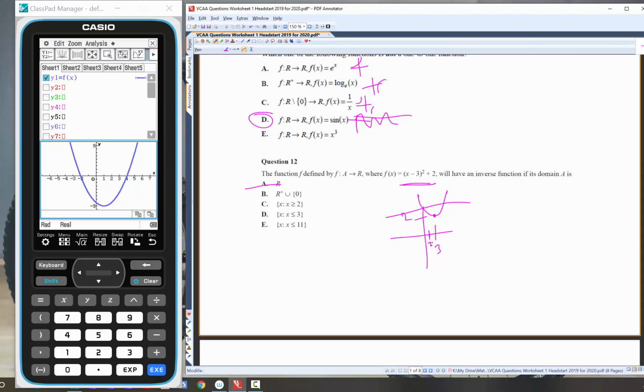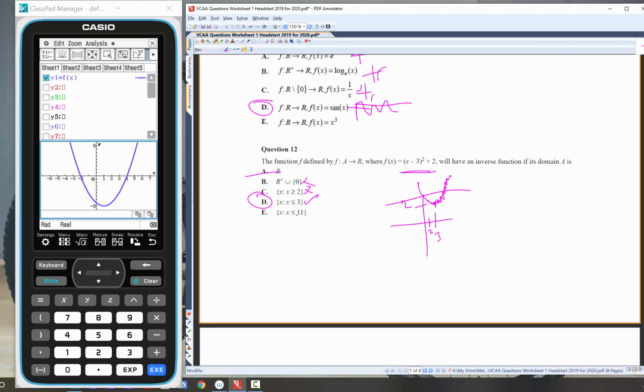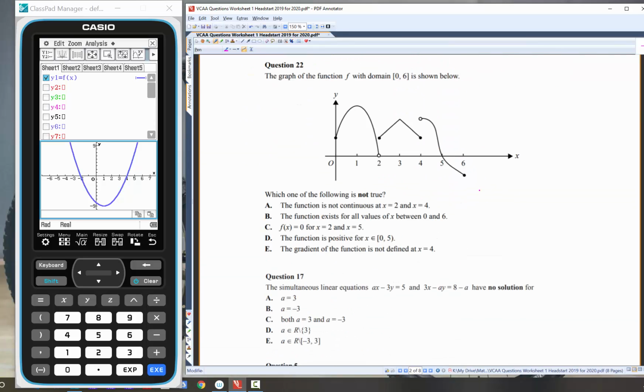Now, greater than 2 means it's got this, and then it goes down into the turning point, again failing the vertical line test. No. Less than 3. Well, the turning point's at 3, okay, and all the values less than that chops out this part of the parabola, which does make it a one-to-one function. So it's D. And positive 11, that's going to fail the one-to-one function test as well, the horizontal line test.